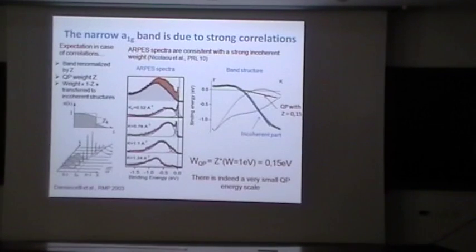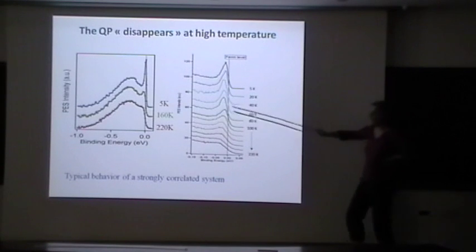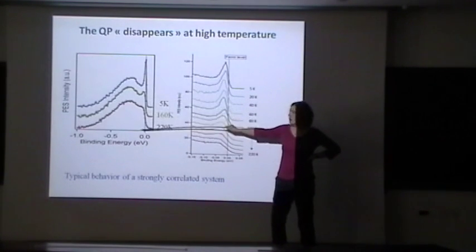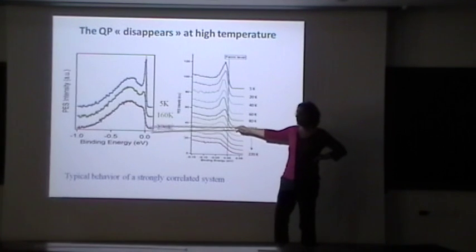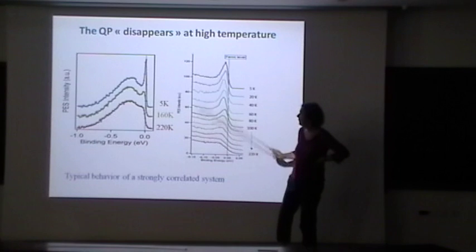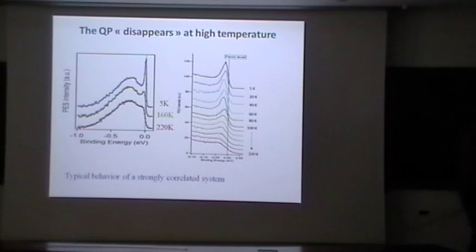Okay, so now there are other signs of correlation effects. For example, this quasi-particle peak is very temperature dependent. It broadens and you lose it when you go to a higher temperature. That's typical of a low coherence temperature for these metals. You can see the same peak being at the Fermi level.